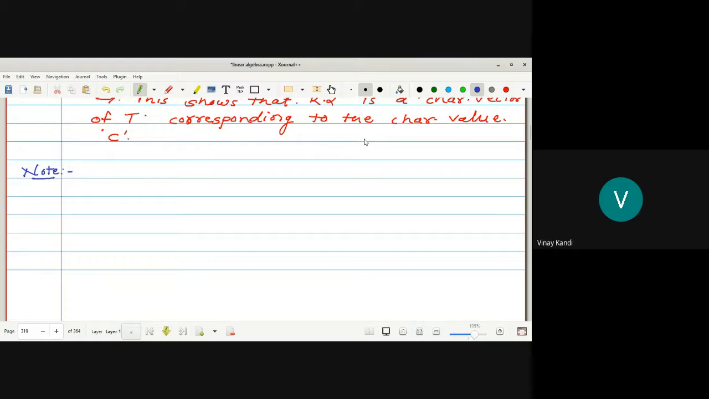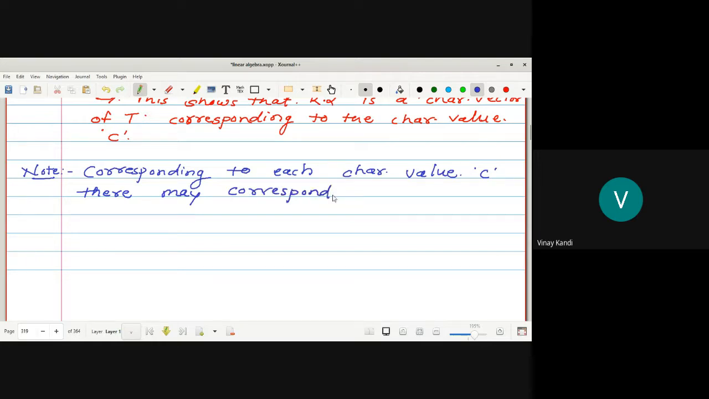Corresponding to each characteristic value C, there may correspond more than one characteristic vector.